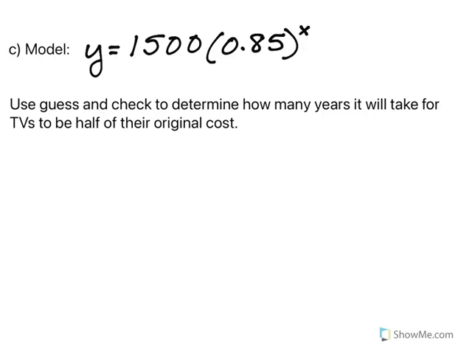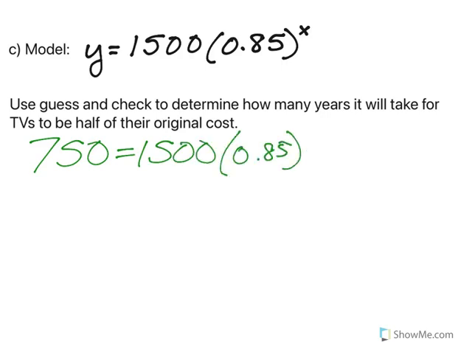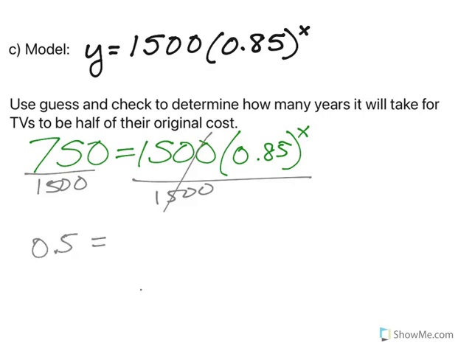Use guess and check to determine how many years it will take for TVs to be half their original cost. So I want y to be $750 because that's half the initial cost. Now there's a couple different ways to do it, but it might behoove you to come up with a way that works best for you. So I'm going to show you 2 different ways for this one. First, you can divide both sides by 1,500 and say that means 1/2. I'll use 0.5. 1/2 equals 0.85 to the x.